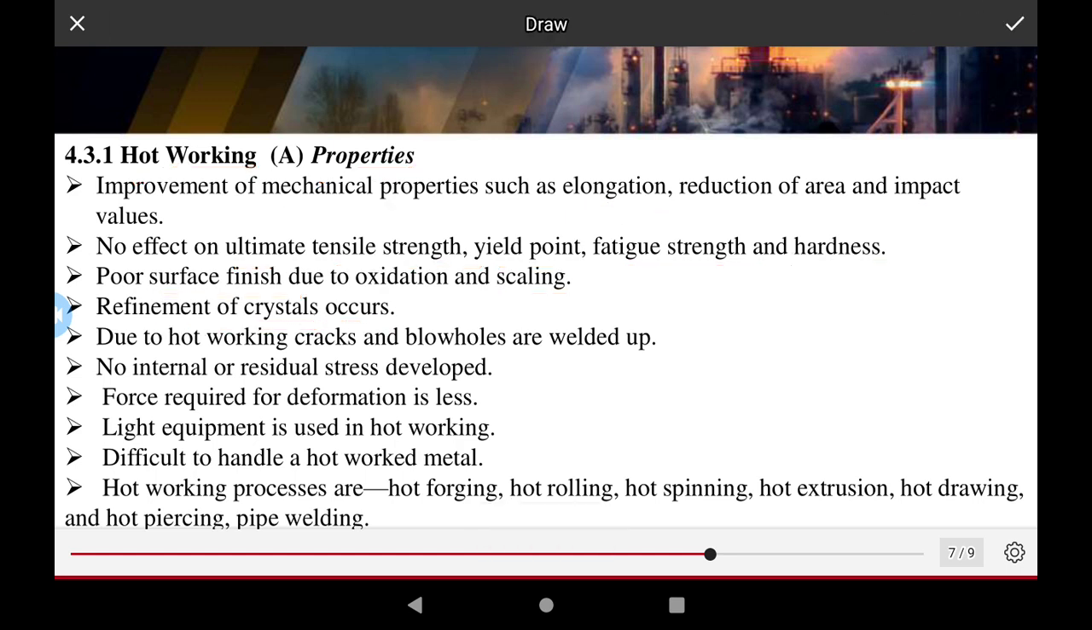Refinement of crystals occurs due to hot working. Cracks and blowholes are welded. The force required for the deformation is less. Light equipment is used in hot working, sufficient to handle the hot metal.